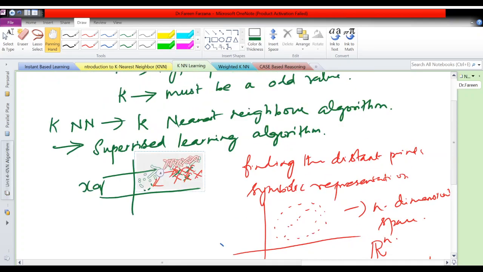To start with the KNN algorithm, KNN is the K nearest neighbor algorithm. It is a supervised learning algorithm, and in supervised learning we consider the instances as n number of data points situated in an n-dimensional space. This lazy learning algorithm does not take decisions on its own. It classifies the new point based upon the distance to the nearest neighbors.